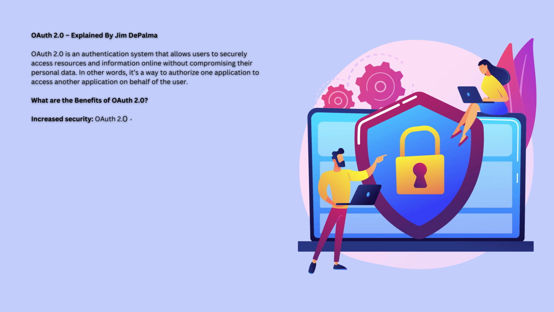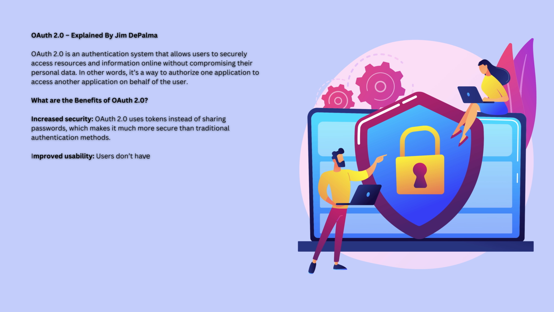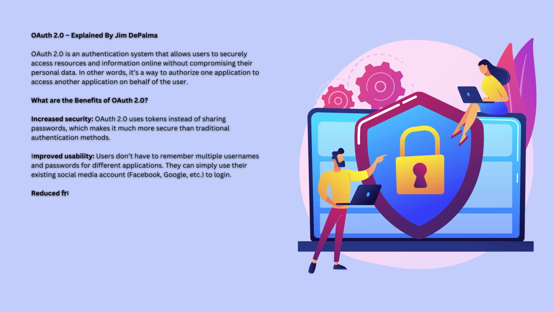Increased security. OAuth 2.0 uses tokens instead of sharing passwords, which makes it much more secure than traditional authentication methods. Improved usability. Users don't have to remember multiple usernames and passwords for different applications. They can simply use their existing social media account, Facebook, Google, etc., to log in.